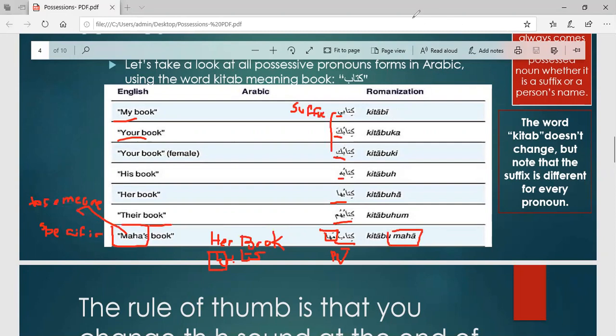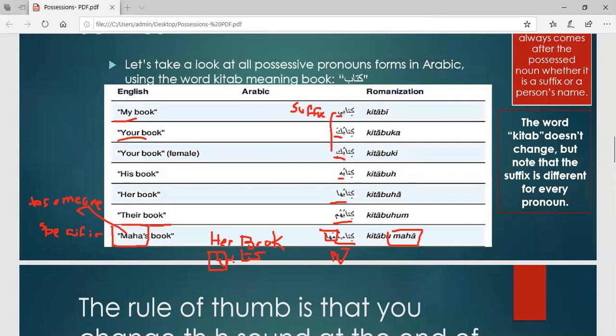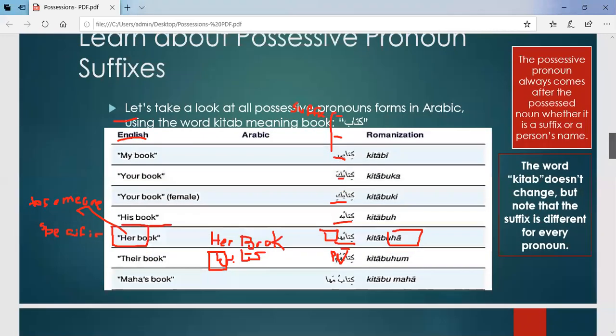So, what do we notice here? Let's see what we notice. As we said, the possessive pronoun always comes after the possessed noun, whether it's a suffix or a person's name. The word kitab doesn't change, but note that the suffix is different for every pronoun. So the word kitab stays the same in all the cases, but the thing that changes is the possessive pronoun as a suffix, because it's specific to each noun. It's different for every pronoun, okay?